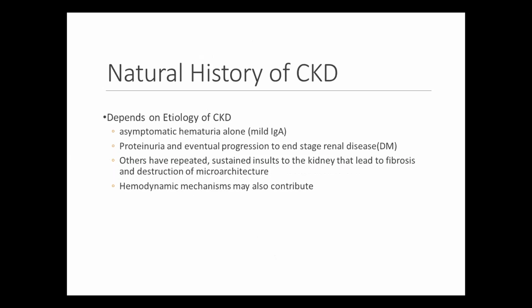I've already touched on this, but CKD progression depends on the etiology as well. So people with mild IgA may have asymptomatic hematuria alone or some mild protein, or may progress to end-stage renal disease. Patients with diabetes can develop proteinuria and then have eventual progression to end-stage renal disease. Other individuals can have repeated sustained insults to the kidney that leads to fibrosis and scarring. And some hemodynamic mechanisms can also contribute, such as the use of diuretics, RAS inhibition, etc.